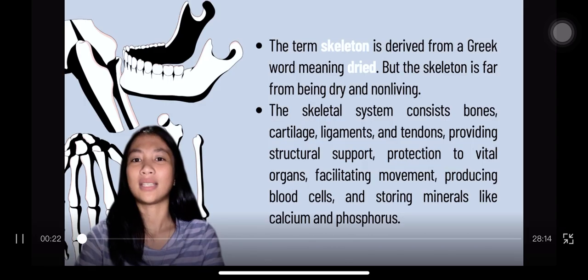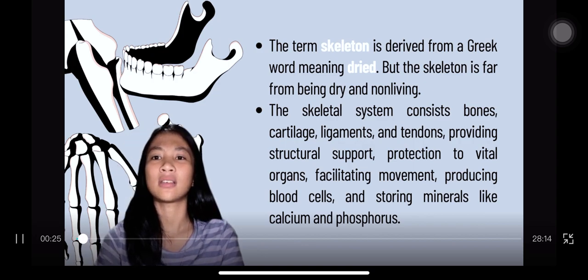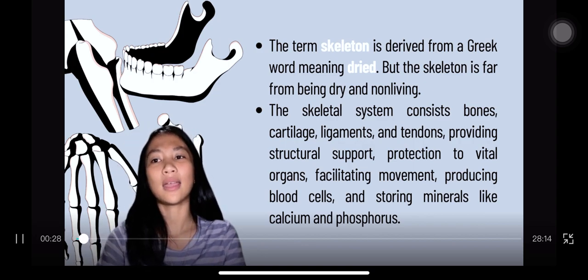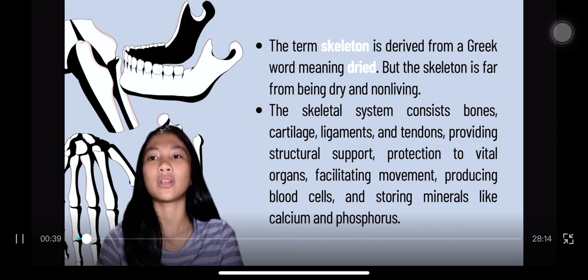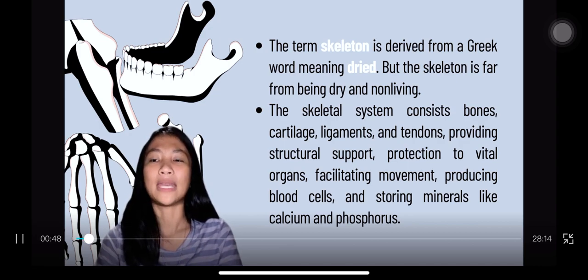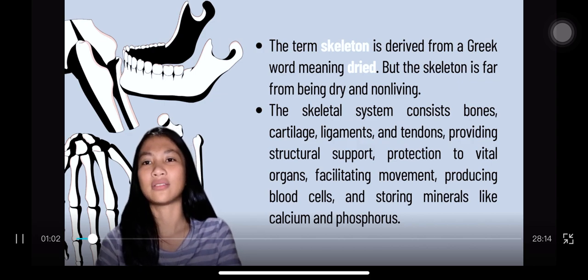What is the skeletal system? The skeletal system consists of bones, cartilage, ligaments, and tendons, providing structural support, protection to vital organs, facilitating movement, producing blood cells, and storing minerals like calcium and phosphorus. The term skeleton is derived from a Greek word meaning dry, but the skeleton is far from being dry and non-living. It forms the framework that supports the body and enables us to stand, move, and perform various activities.